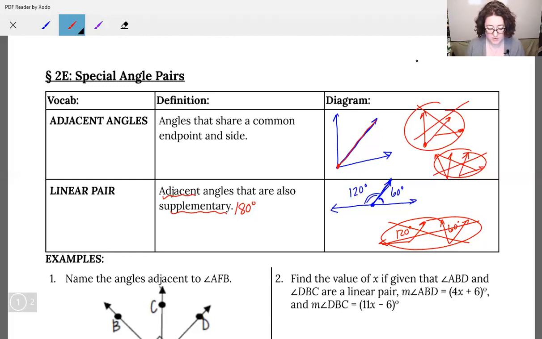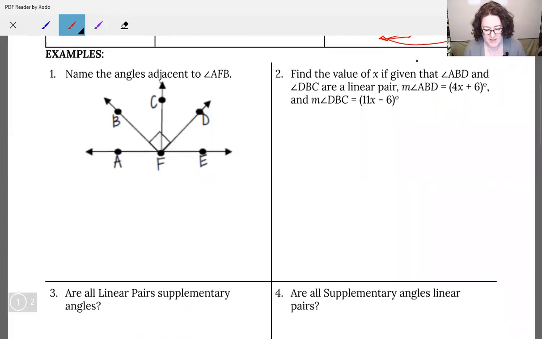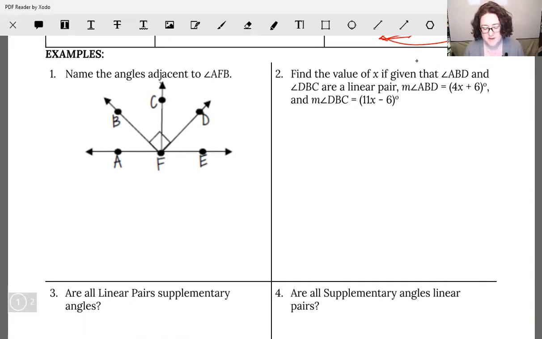Okay, let's look at a few examples. Example number one, we're looking at a diagram that has a whole bunch of angles in it. This is asking us to name the adjacent angles to angle AFB. So we've got to find that angle first. So AFB. We're looking at this left-hand angle. What angles are adjacent to it? Again, adjacent means it has to share a common endpoint and side.